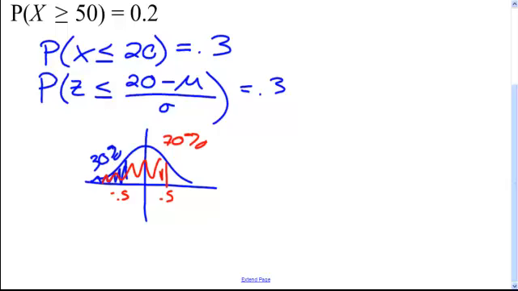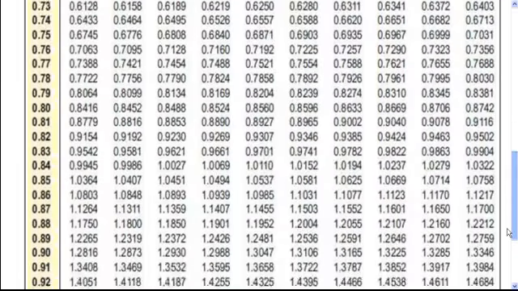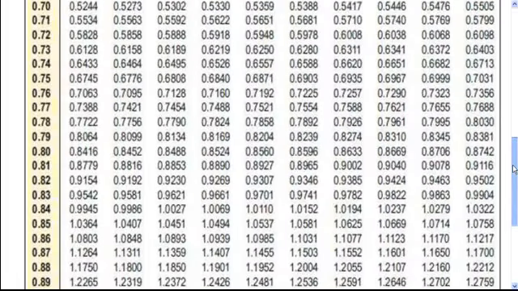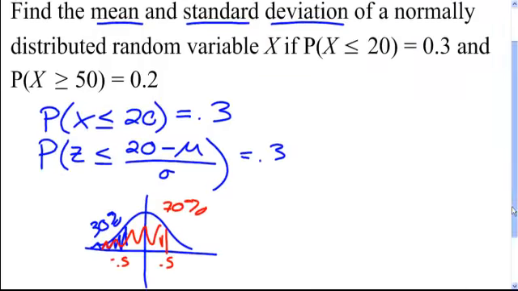So in my table, I have to look at what happens at, I'm sorry, I have to look at 70%. So 70% occurs at 0.5244. So it's pretty close to 0.5. So this is 0.5244 standard deviations above the mean.